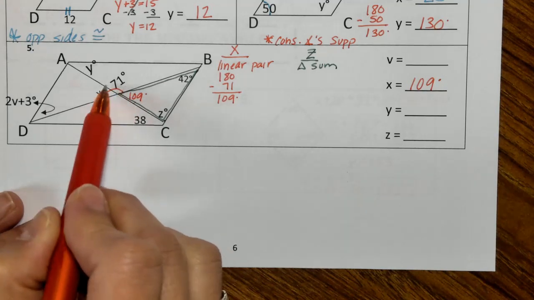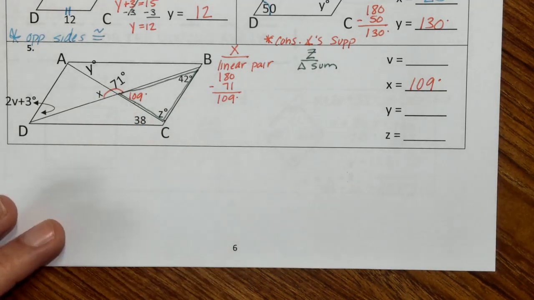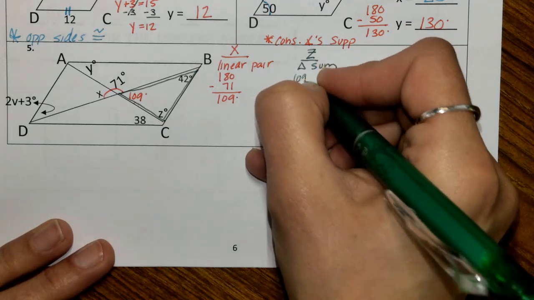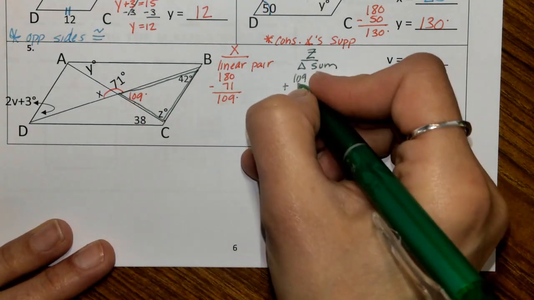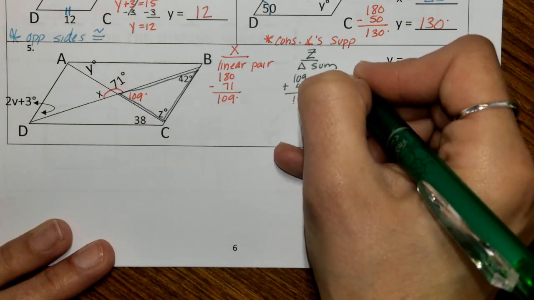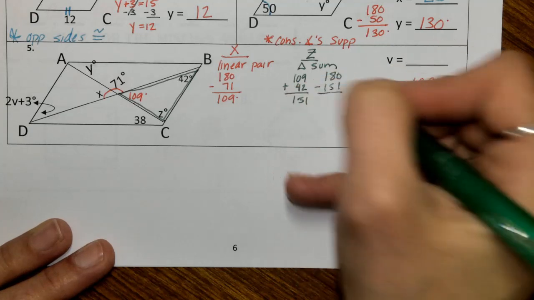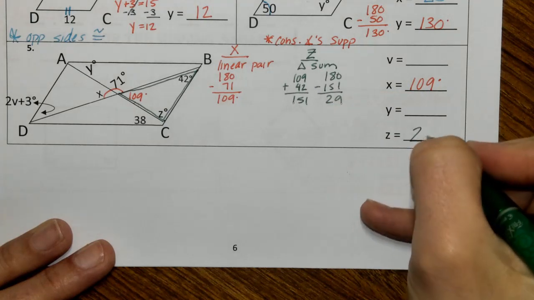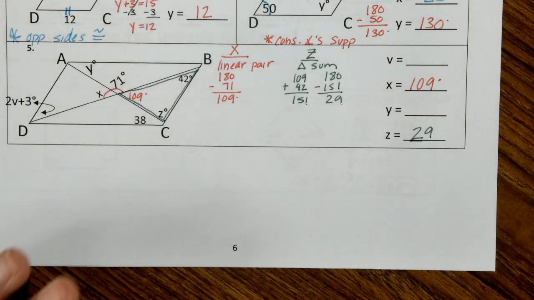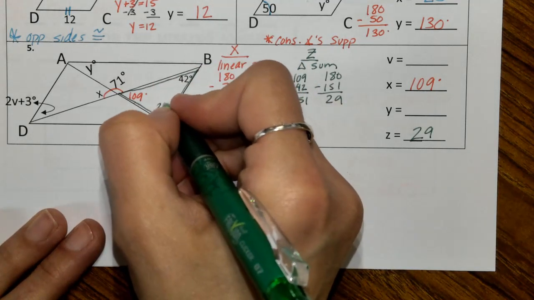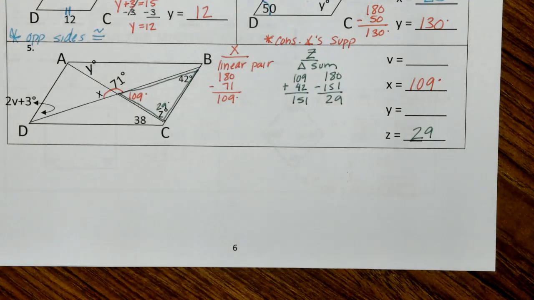Or you can look at another linear pair right here. So this guy right here is 109 degrees. So we're going to take our 109 plus the 42 to get 151, and then subtract that from 180, and we get 29. So all the way down here at z, we've got 29. All right. So here I'm going to label that 29 just in case we need it. Now, finding v and finding y.